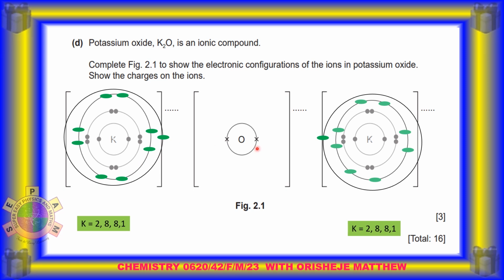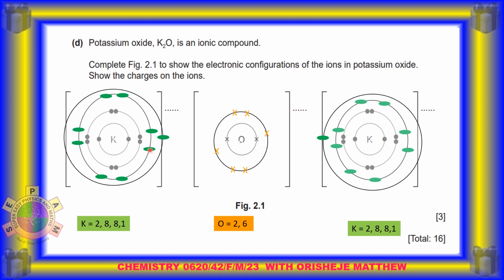Then look at oxygen. Oxygen is a group 6 element, and it's in period 2. So it has 2 shells, and it has 6 valence electrons in the atom. So let's check that. You have 1, 2, 3, 4, 5, 6. So for the reaction to take place, for this one to complete, you need 2 more electrons.